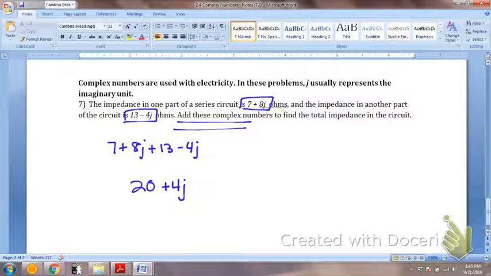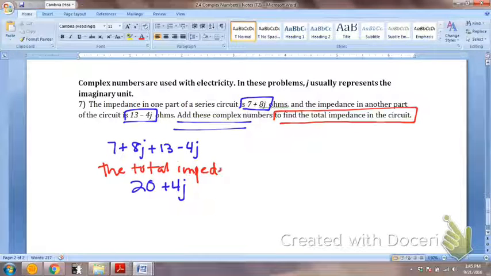Okay, because this is algebra 2 and because this is a word problem, we need to write a complete sentence for our answer. So if you have trouble writing complete sentences, read what the last sentence says. Find the total impedance. So to write this sentence, I would start: the total impedance in the circuit is 20 plus 4J. Period.